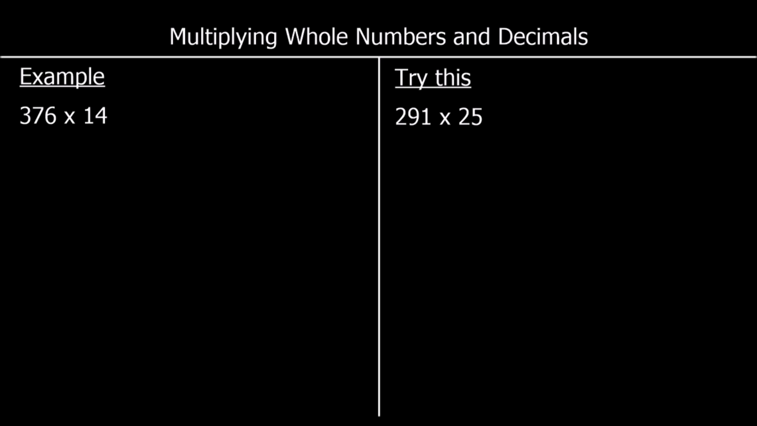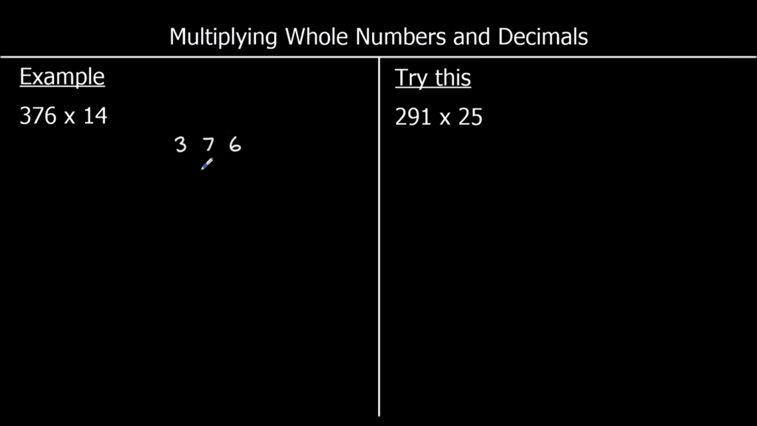This question is asking us to work out 376 times 14. In this video, I'm going to use long multiplication to work out the answers. If you've got a different method of multiplying numbers that you prefer, you can use that instead, and you should get the same answers. So the question 376 times 14, I'm going to start by lining up my numbers.